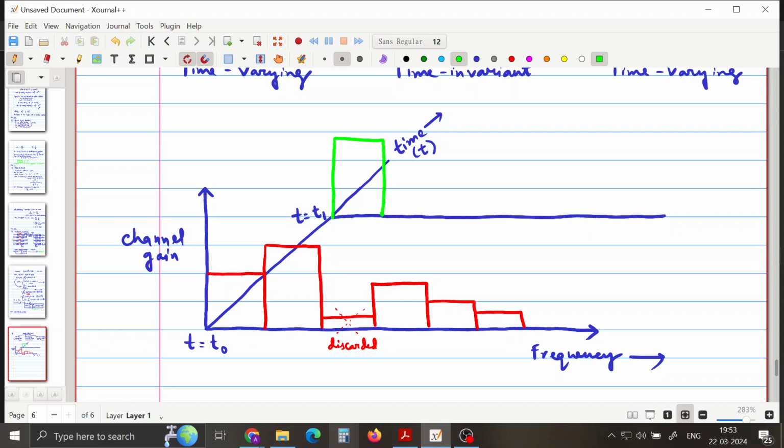Then let's say the next band goes down somewhere here. So my water filling strategy will also tell me, don't allocate any power to this sub channel because it is in a poor SNR condition. So this will also get discarded. And let's say the next, sorry, then my channel gain increases again.